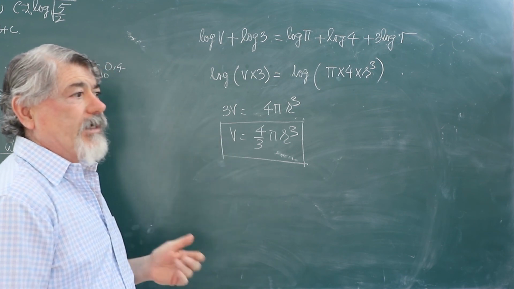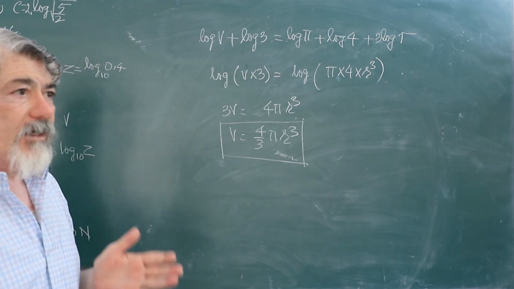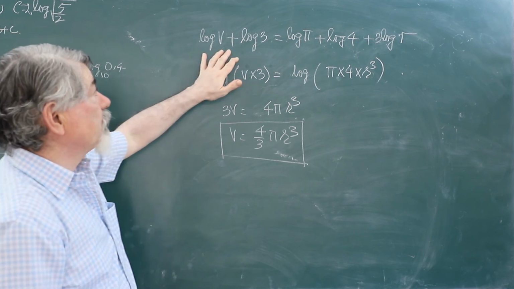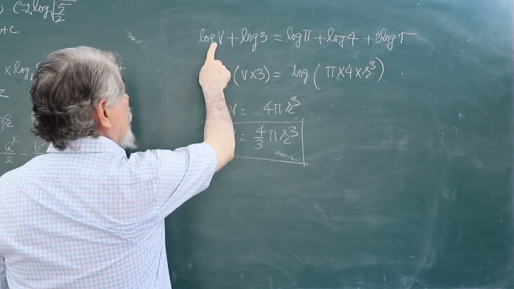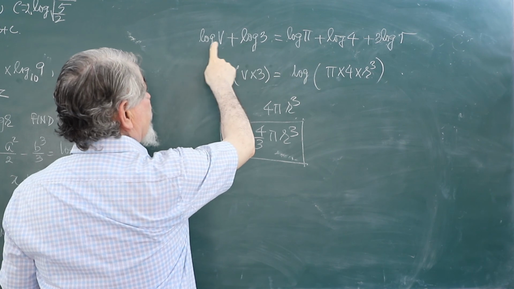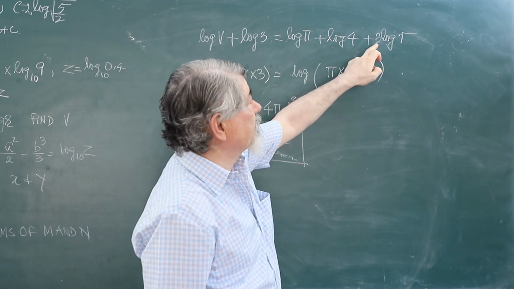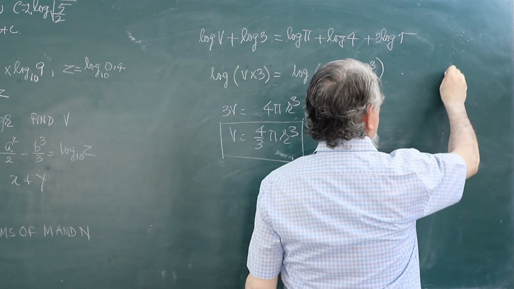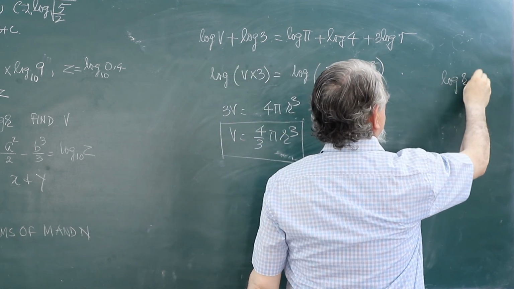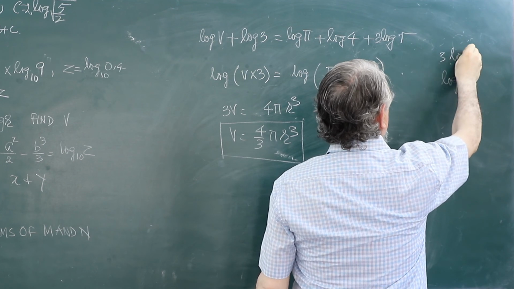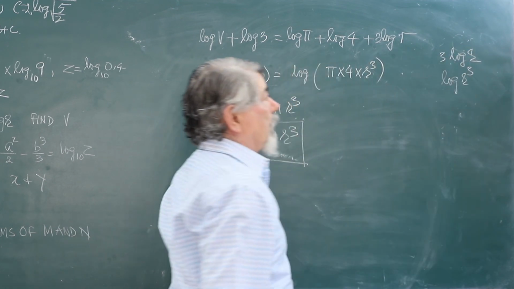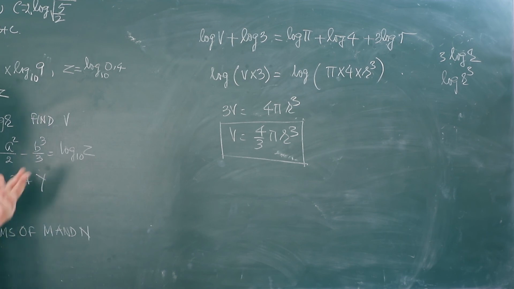So for finding out the value of v, first of all we had to remove the logarithm. For removing the logarithm, we had to combine the terms log v plus log 3. Log a plus log b means log a into b. Here log a plus log b plus log c. Please understand, it will be log r to the power 3. 3 log r will be log r to the power 3. You can take the multiple as the power by the power law. When you bring the power as multiple, multiple can be taken as power.